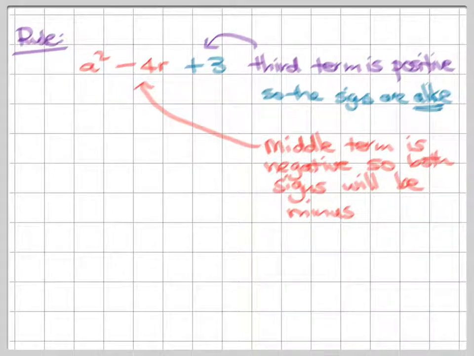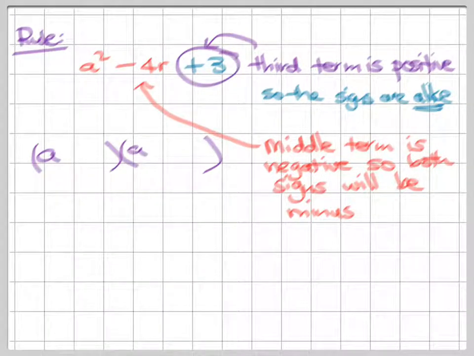So let's have a look at that quickly. Let us quickly factorize this. It'll be the 2 sets of parentheses. And then our first term, we're going to factorize into A and A. And then because this is a plus, it means both the signs are going to be the same. And because this is a minus, it means that they're both going to be minus signs. So we're going to put our minuses in there.